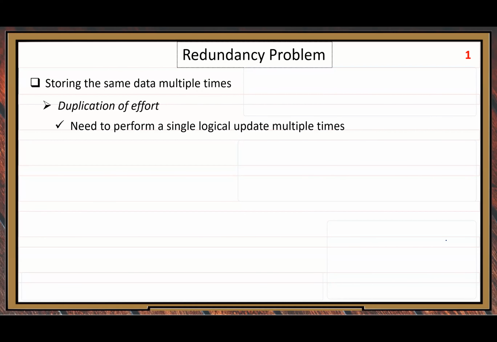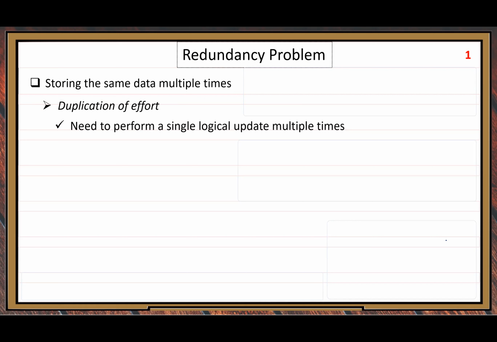The second thing: that could cause a problem when you update the data. Logically, there is only one single piece of data. If you do not have redundancy, you only need to update it in one place. But when you have redundancy, you may need to update it in multiple places. So that's not efficient.